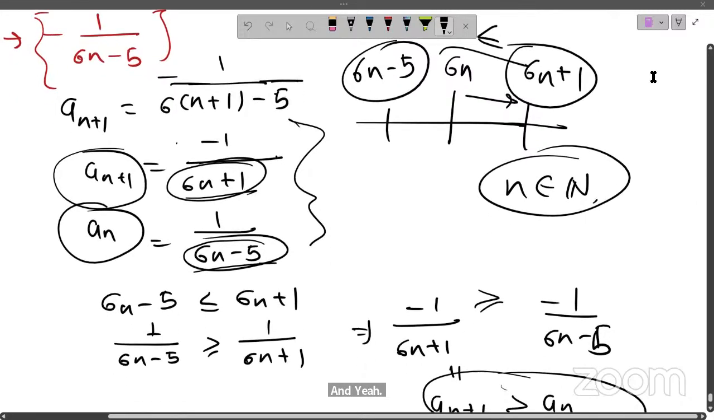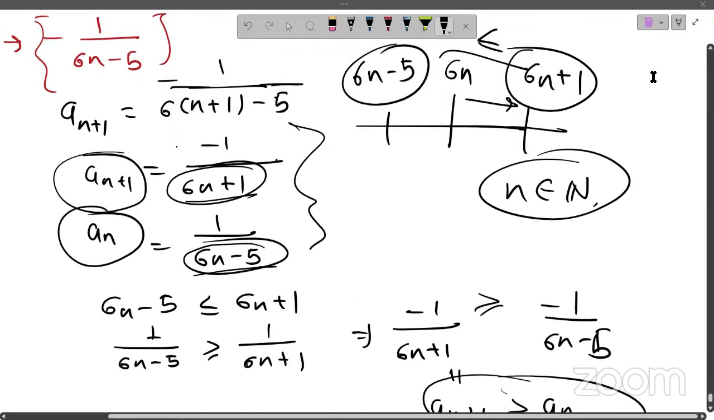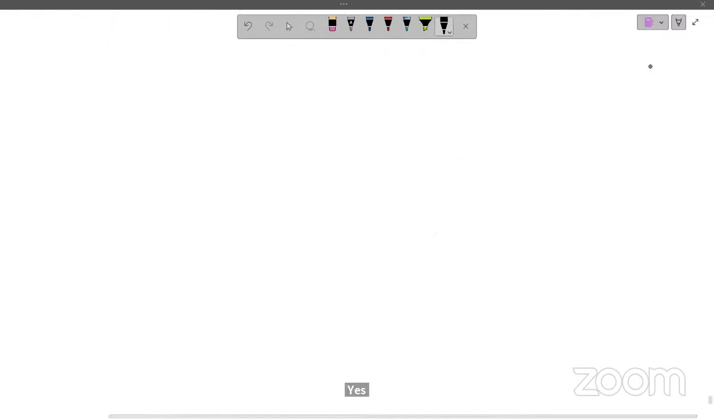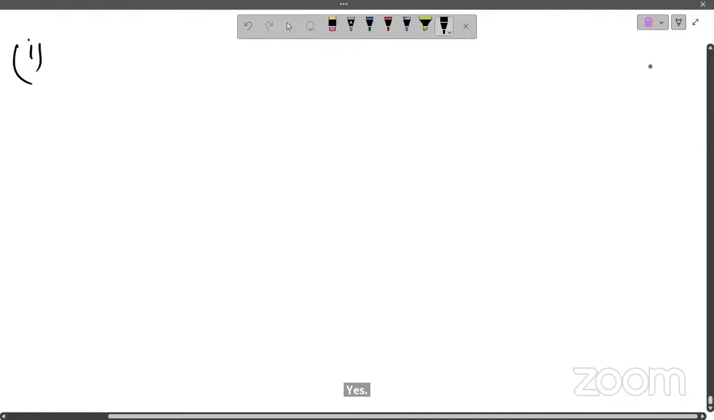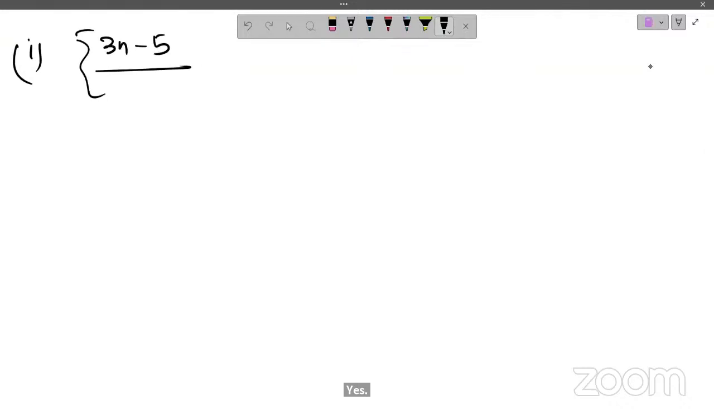So this is clear, right? Yes, ma'am. Now go to the first option. What is the first option? 3n minus 5 upon 4n plus 2, right? Okay.